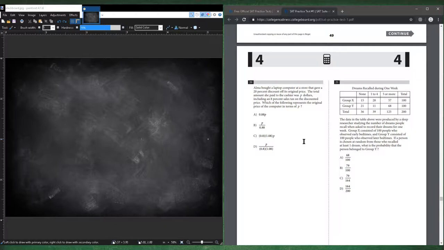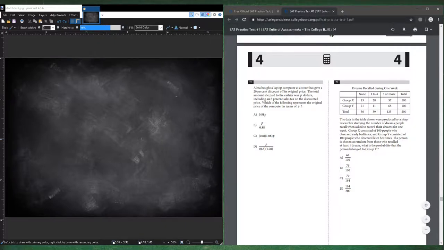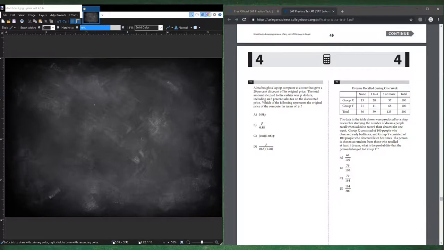So we need to find out what it's out of. So it's out of the people who recalled at least one dream. So based on the table, that's the 39 and the 125. This is 1 to 4 and 5 or more, so at least 1. So that's a total of 164.